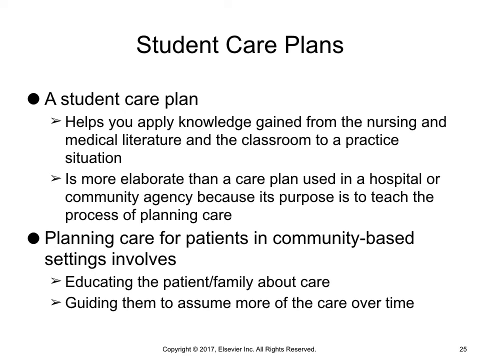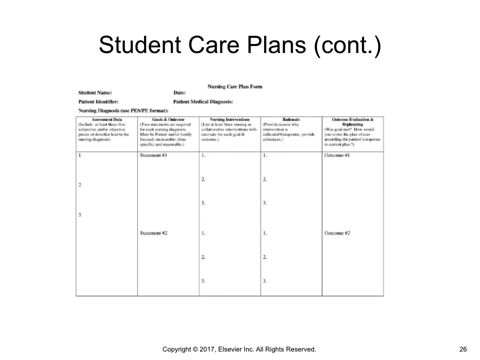For care plans in community-based settings, you design a plan to: 1. Educate the patient and family about necessary care techniques and precautions. 2. Teach the patient and family how to integrate care within family activities. And 3. Guide the patient and family on how to assume a greater percentage of care over time. Finally, the plan would include the nurses and the patients and families' evaluation of expected outcomes. This diagram is an example of a student care plan.